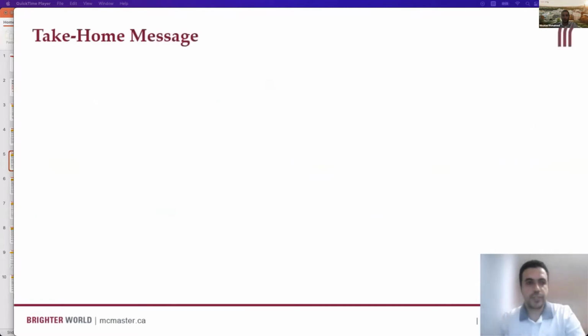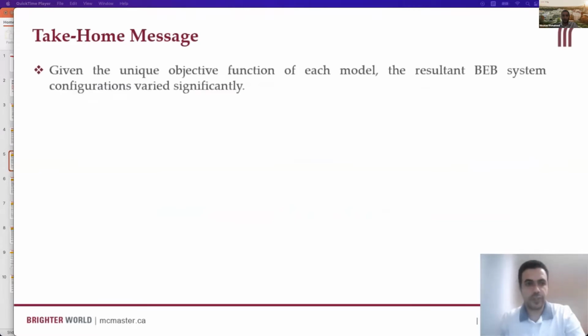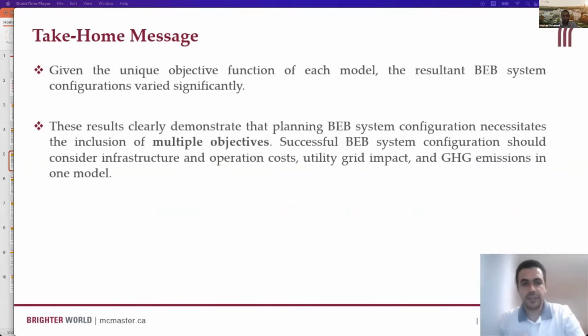The take-home message from this work is as follows. First, the resultant battery electric bus system configuration varies significantly according to the objective function. Secondly, the results of this work ensure that the battery electric bus system configuration necessitates the inclusion of multiple objectives. Therefore, a successful battery electric bus system configuration should consider infrastructure and operational costs, utility grid impact, and also the well-to-tank greenhouse gas emissions in one model.